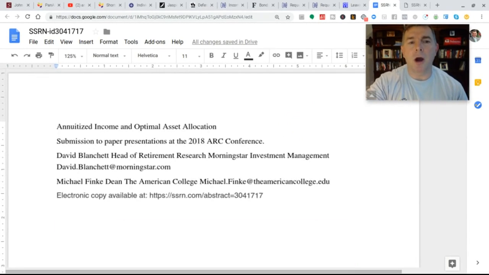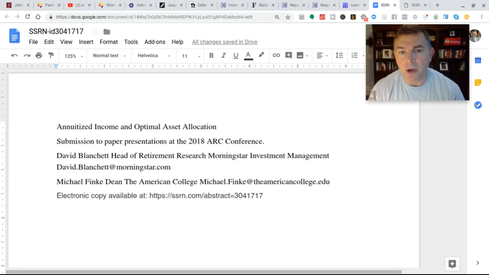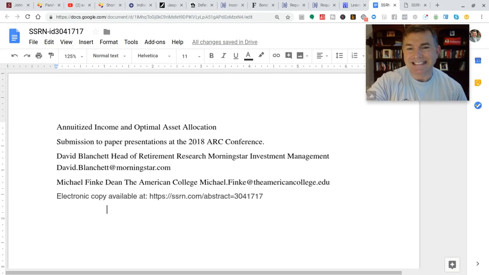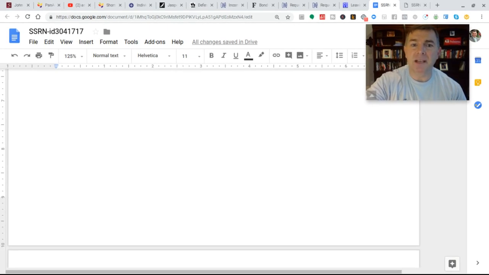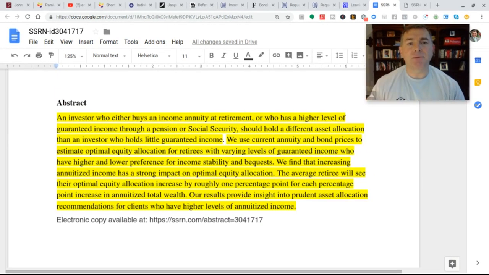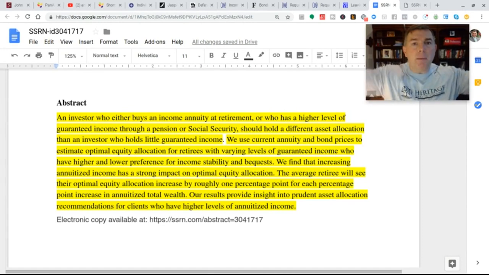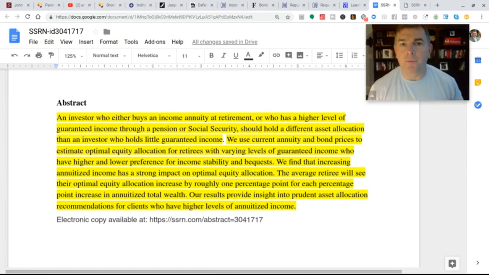The authors are Dave Blanchett, who is the head of research at Morningstar, and Michael Finke, who is a dean at the American College. He used to be one of the heads at Texas Tech, if I'm not mistaken. But anyway, the abstract of this article. The whole premise of how you can optimize your portfolio in retirement starts here.